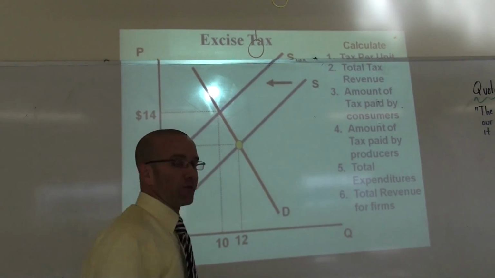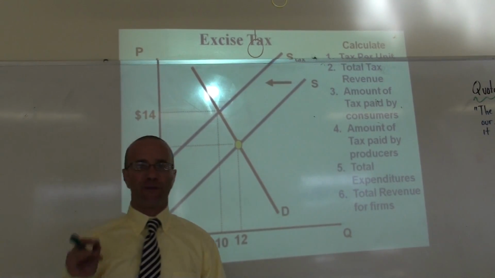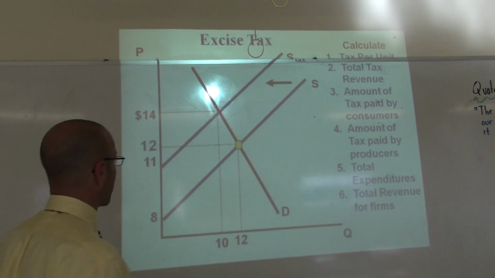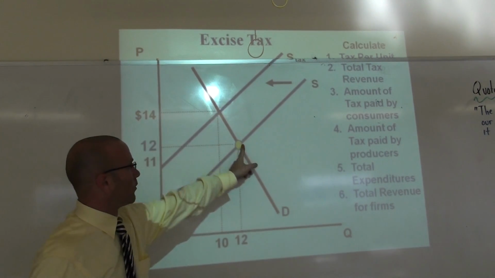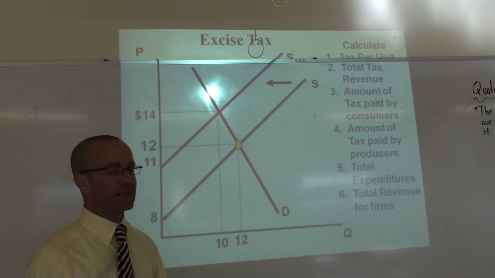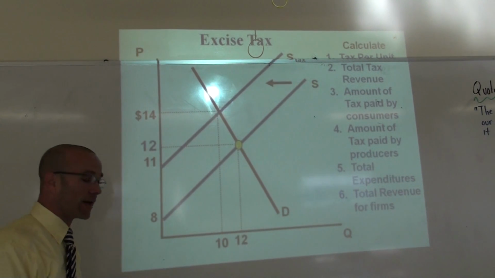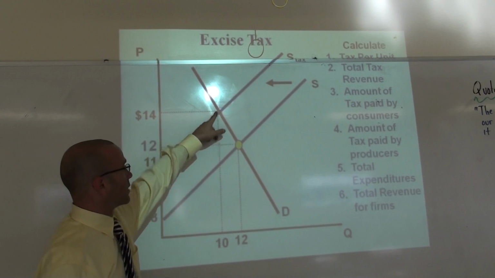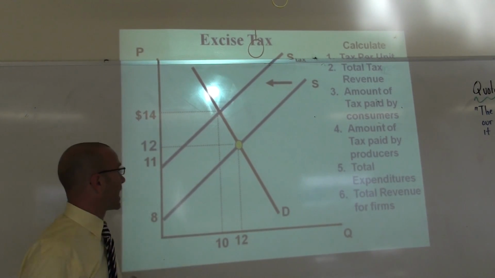Alright, we do another practice for excise taxes. That last one was pretty rough, but we're going to get better. Practice makes perfect, right? So here we are at our original equilibrium of 12 and 12. Everything's groovy, and then the government implements an excise tax. Excise taxes shift the supply curve up and to the left. Here's our new equilibrium, 14 and 10.